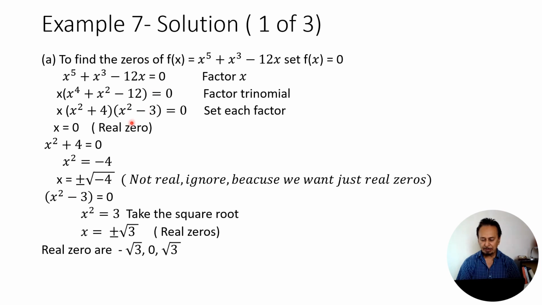Now we set the next factor to 0, x squared minus 3 equal to 0. Take the minus 3 to the right, and you get x squared equals 3. Now we take the square root of both sides. You will have x equals plus or minus square root of 3. So now we rewrite all the zeros in order. The smallest is negative square root of 3. The next is 0. And the next is positive square root of 3.